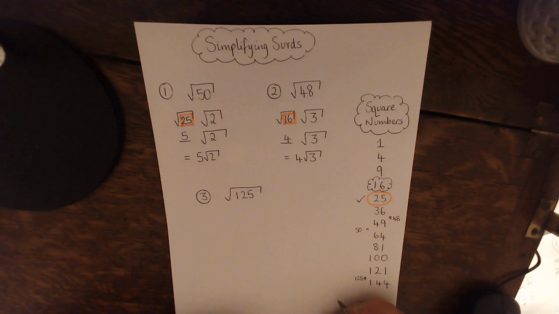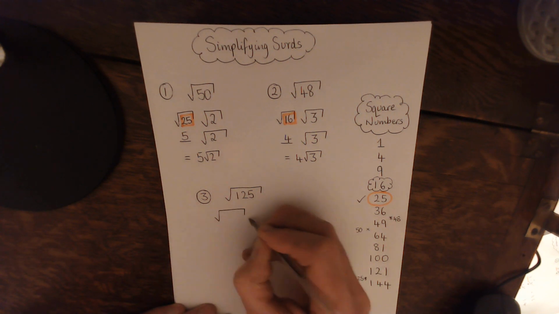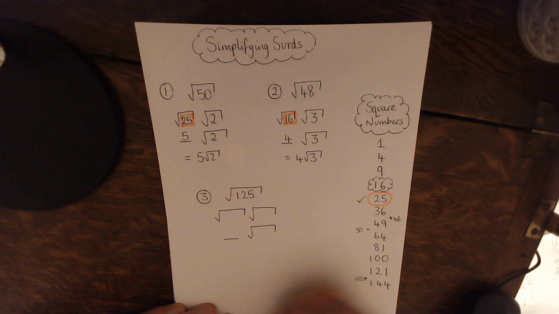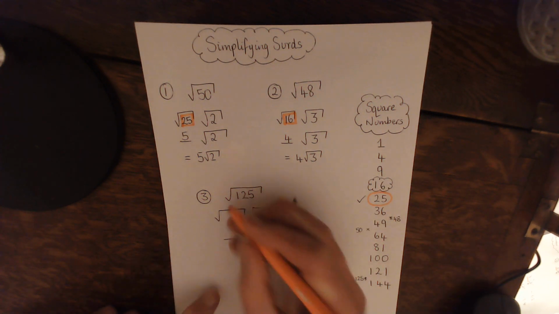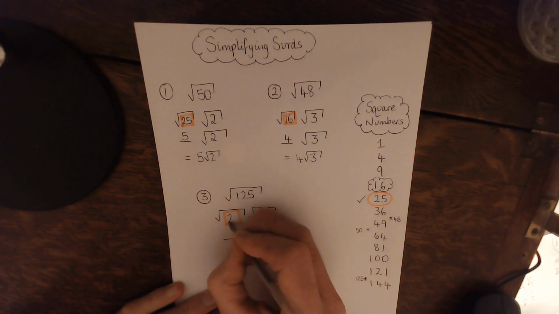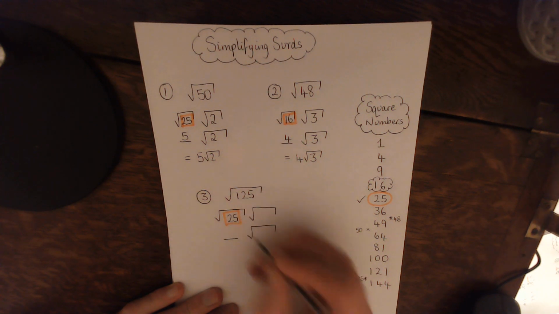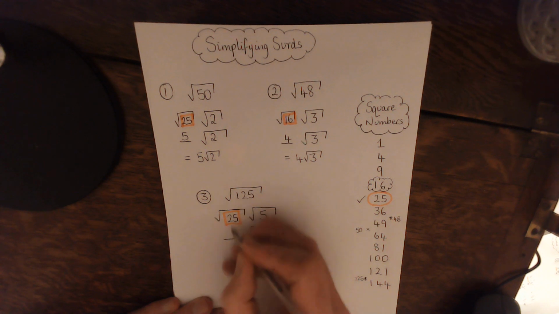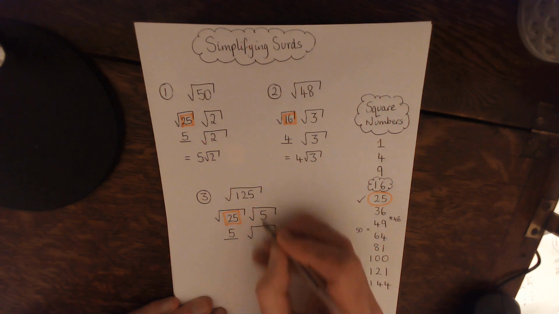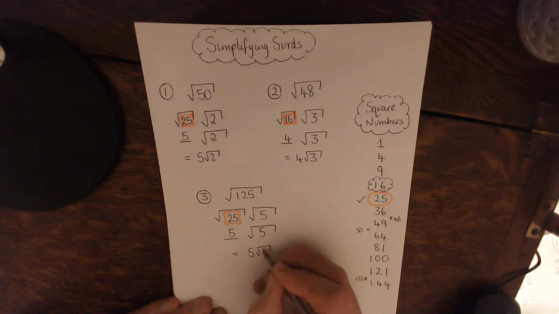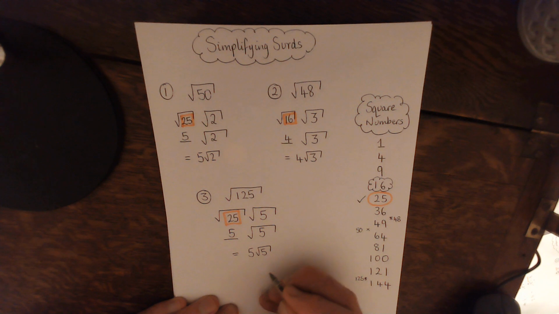I've got my 25 again. So let's get that template set out. Root, root, root blank root. I've chosen my 25. That goes inside the square root. And how many 25s go into 125? Well, I get 5 of those guys. Square root of 25 is 5. Keep that number, and that gives me 5 root 5. Remember, root, root, root blank root.